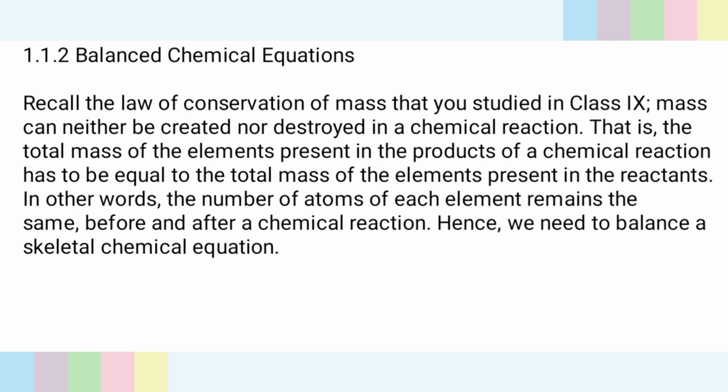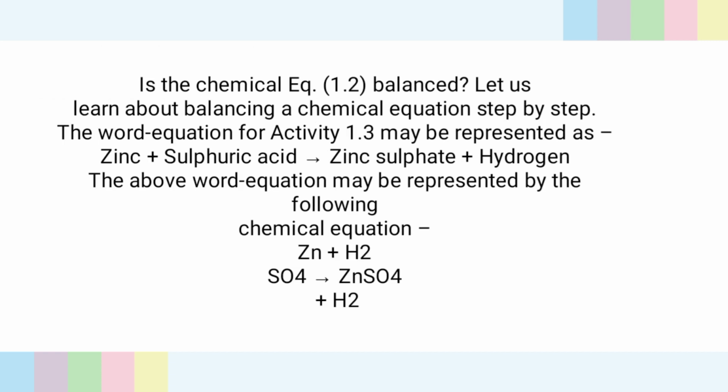So the total mass of the elements present before the reaction and the total mass of elements present after the reaction, that is in the products, will be the same. That means the number of atoms in the reactants and the number of atoms in the products must be the same. So that is why we balance the skeletal chemical equation. How we have to balance the skeletal chemical equation, we are going to learn in today's class.